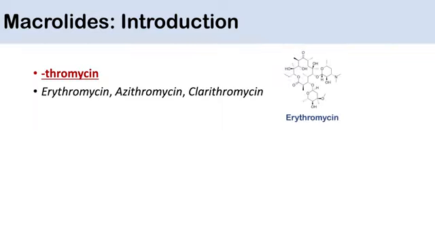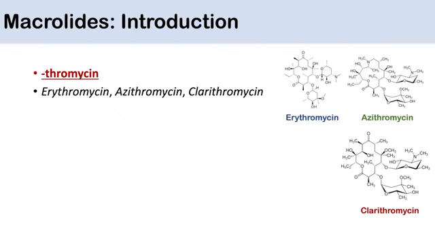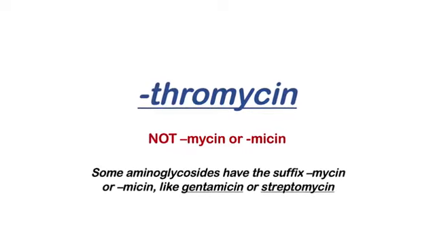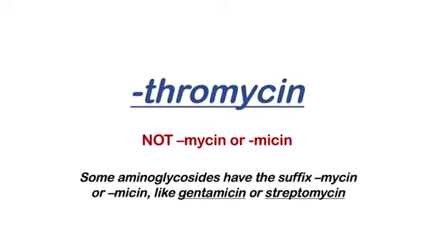So erythromycin was the first original macrolide antibiotic, and the other azithromycin and clarithromycin were derivatives of the original erythromycin. So again, remember that it is thromycin at the end of a macrolide, not mycin, but thromycin.